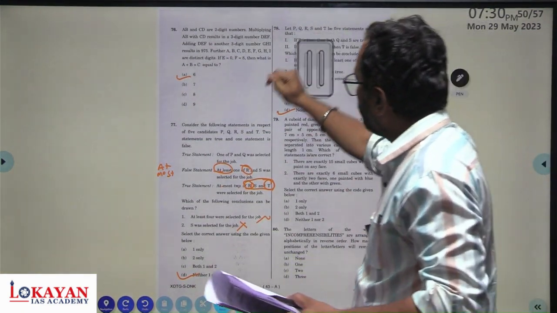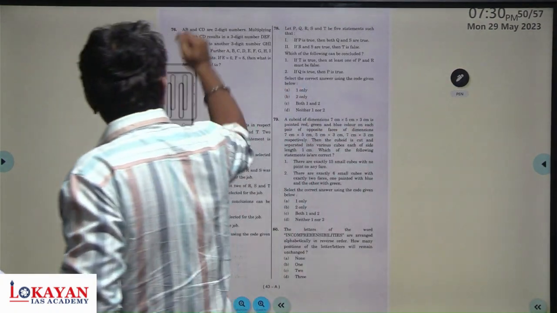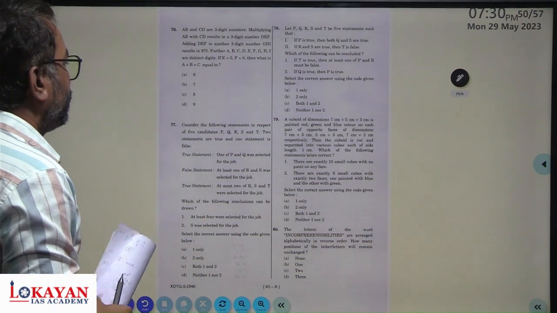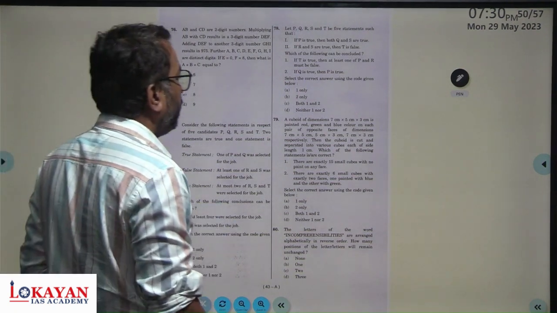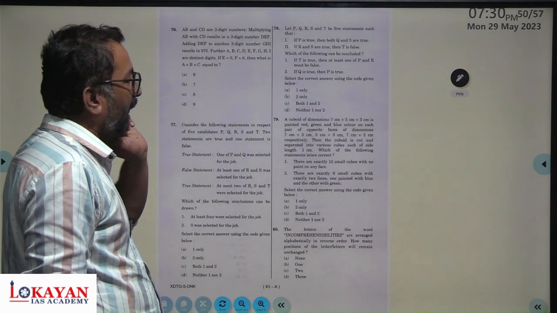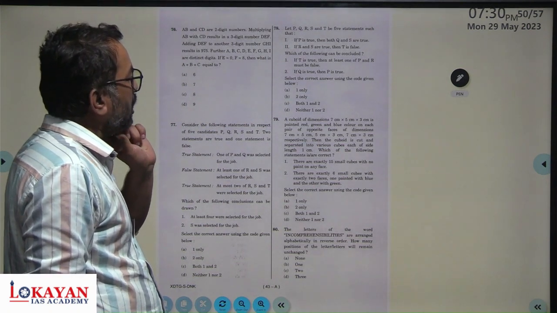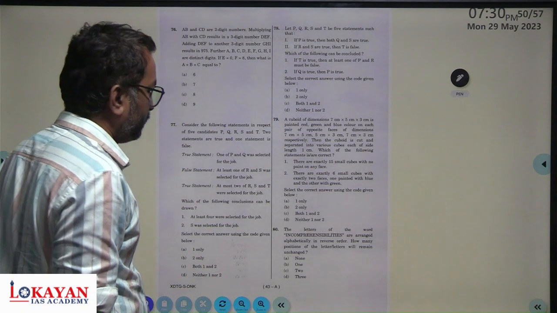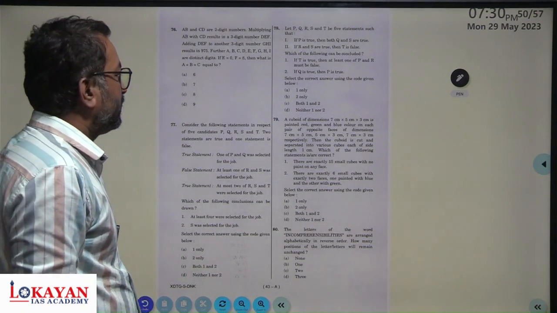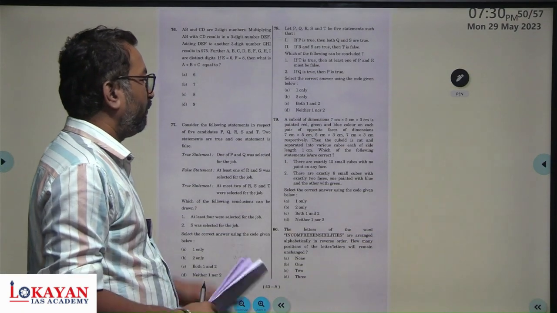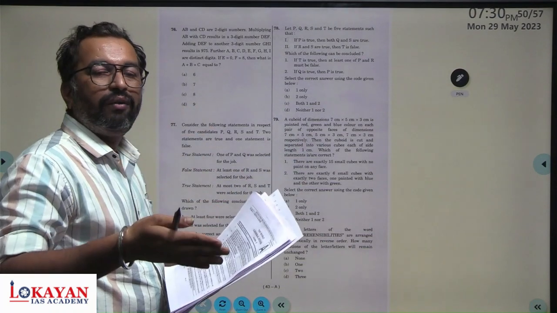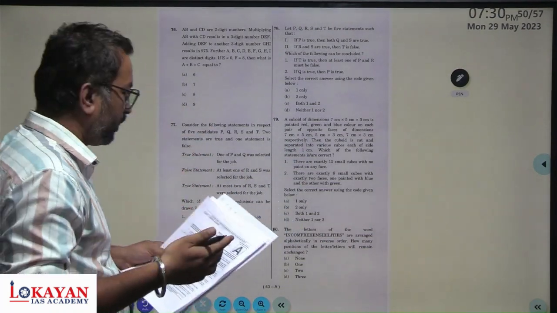79th question. A cuboid of dimensions 7 centimeter into 5 centimeter into 3 centimeter is painted red, green, and blue color on each pair of opposite faces of dimensions 7 centimeter into 5 centimeter, 5 centimeter into 3 centimeter, 7 into 3. On every pair of opposite faces, different colors are given, right?